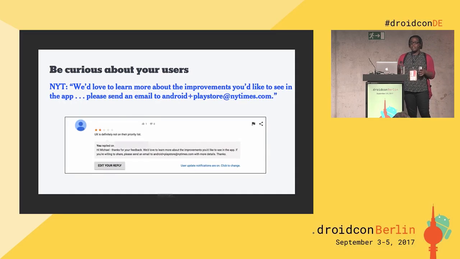Another example on the curiosity topic. This comment is vague and utterly useless to me. The UX is definitely not on the priority list. Well, I can say that UX is on our priority list, but I can't say why this user doesn't like the way the app is set up. So I asked him to email us.